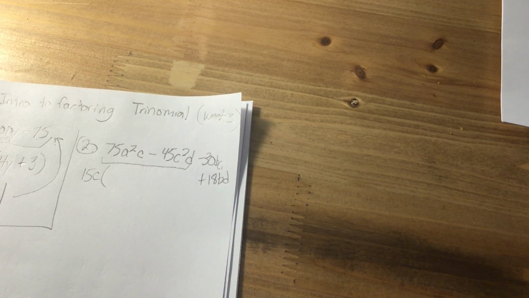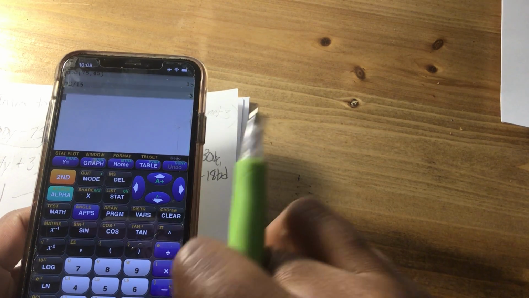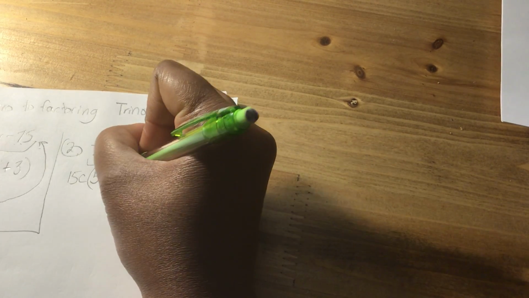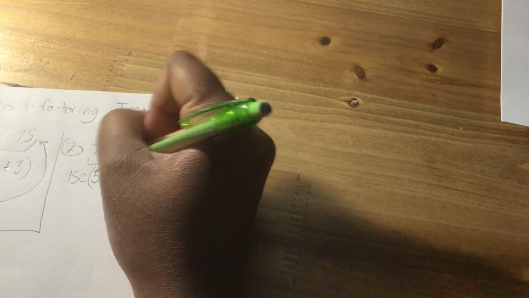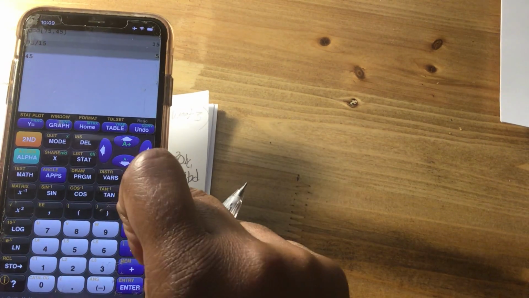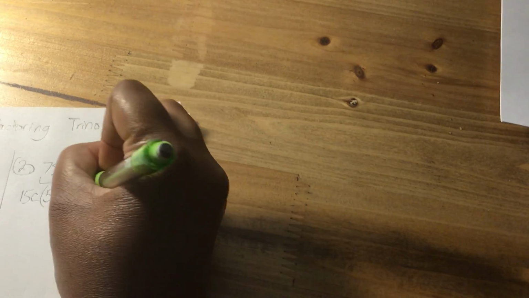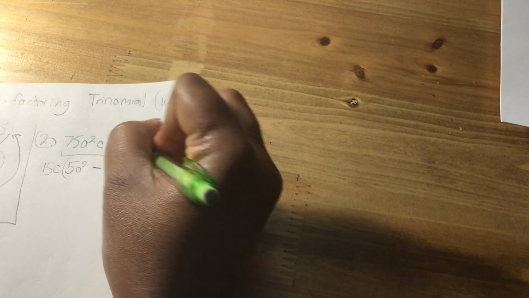When I do that, if I can't remember, I take 75 and divide it by 15. Do you see how I can do that? That's going to give me 5. And what's left is a squared here, and there's not a c left. Minus, I can do the same thing for this. I can say 45 divided by 15 if I forgot, and that's going to give me 3. If you take out a c, you only have 1 c left, and you have a d.